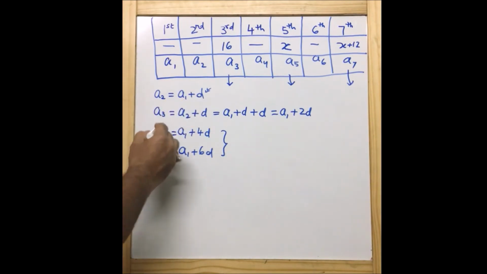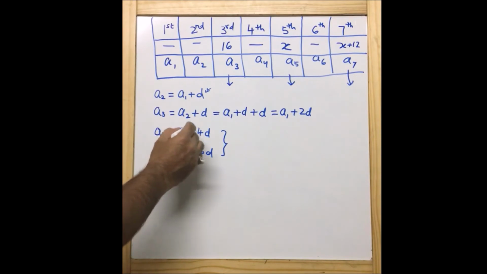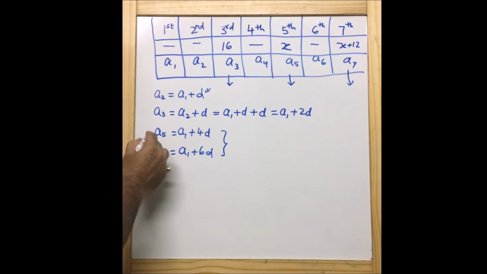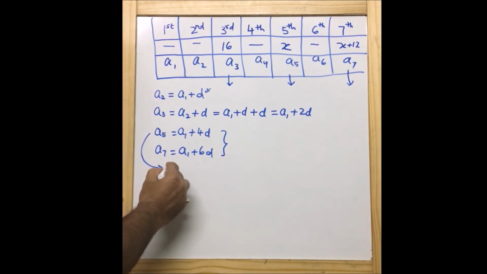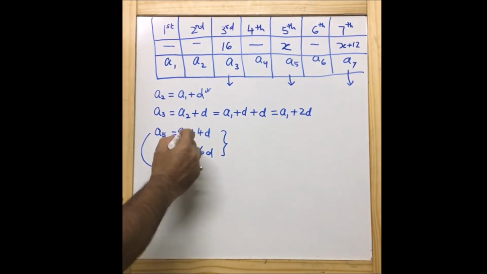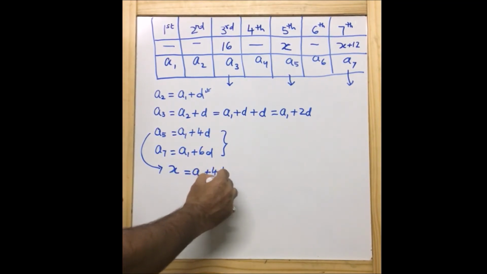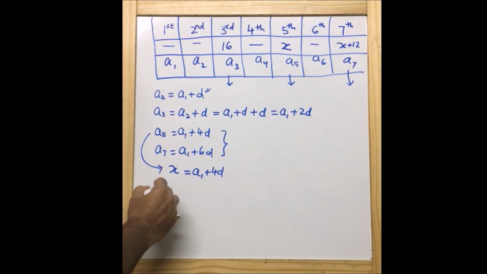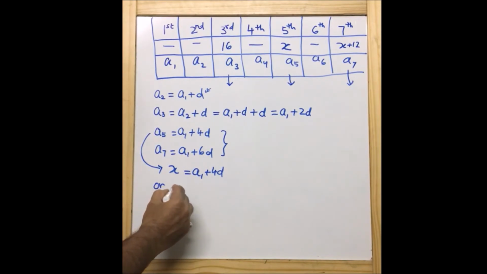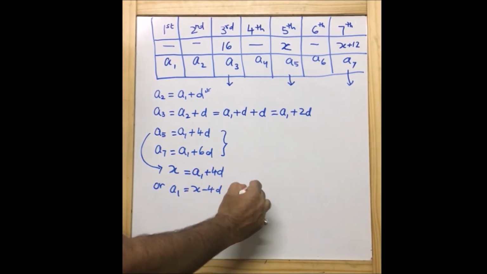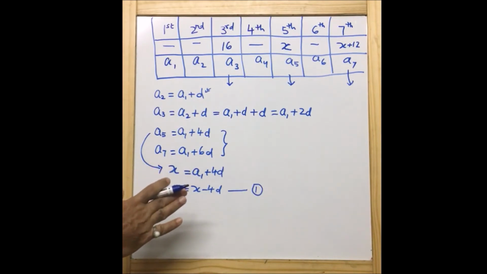Now A5 is equal to A1 plus 4D, but we have A5 as x. Replacing this in the equation, I can write x is equal to A1 plus 4D, or A1 is equal to x minus 4D. Let's make it equation 1. I believe till here it is pretty clear.